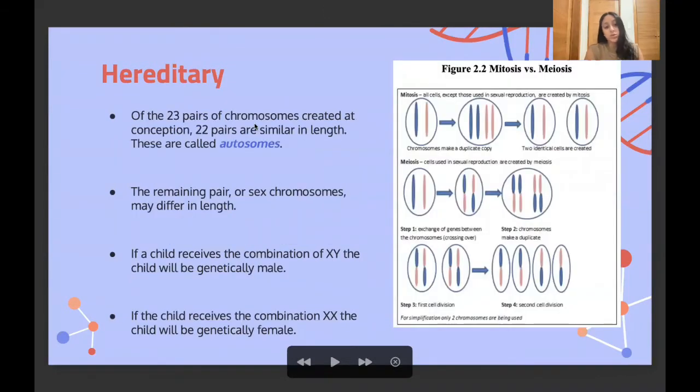Of the 23 pairs of chromosomes created at conception, 22 pairs are similar in length. These are called autosomes. The remaining pair, the sex chromosomes, may differ in length. If a child receives a combination of XY, the child will be genetically male. If the child receives a combination of XX, the child will be genetically female.